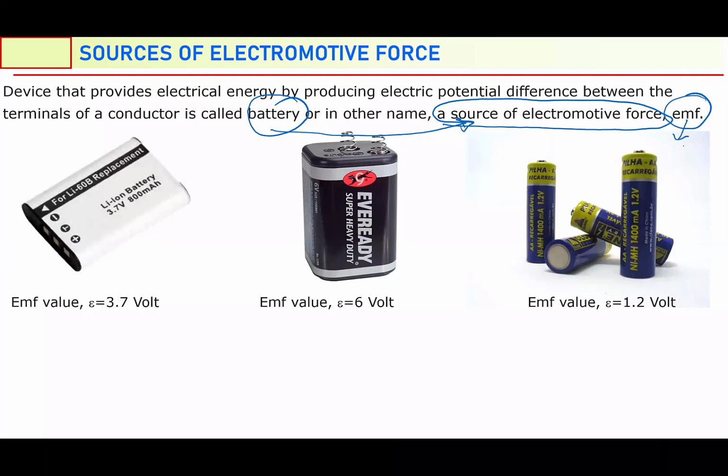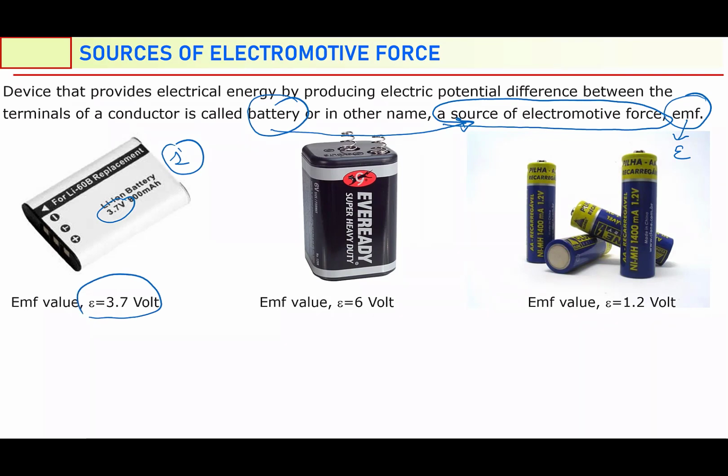EMF source. The symbol of EMF is epsilon. This is epsilon. So when you look at the surface of a battery, you will see the EMF value of the battery. For example, the first one is a cell phone battery. Its EMF value is 3.7 volt. Yani epsilon is 3.7 volt.